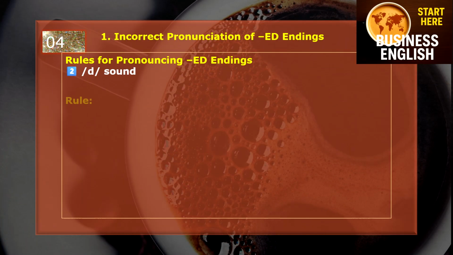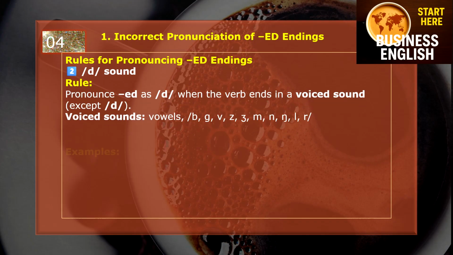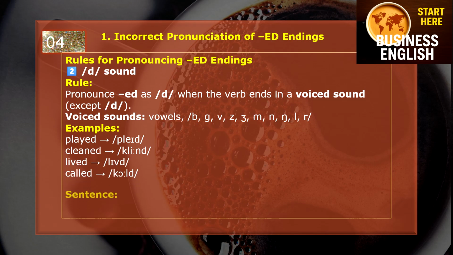Okay, and now we have the second rule for pronouncing ed endings, which is the D sound. And the rule here is pronounce ed as D when the verb ends in a voiced sound except D. Voiced sounds are vowels and B, G, V, Z, J, M, N, NG, L, R. Examples: played, cleaned, lived, called. And the sentence: they played basketball yesterday.